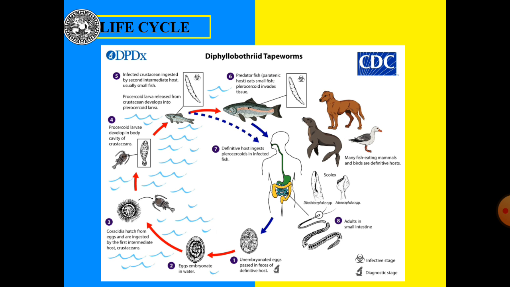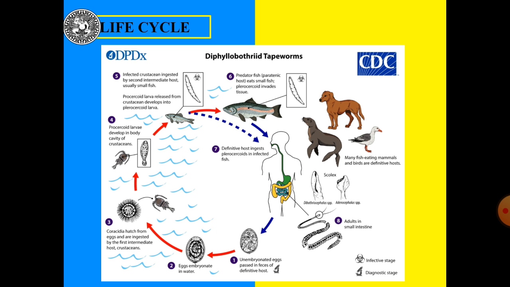The life cycle of this parasite starts at number 1, unembryonated eggs, in the definitive host. Number 2, the eggs swim in the water and hatch at number 3 into coracidia larvae, which are ingested by the first intermediate host, like a crustacean. At number 4, procercoid larvae develop in the body cavity of the crustacean. Number 5, it is ingested by a second intermediate host, usually a small fish, and develops into plerocercoid larvae, and this larva is called the infective stage.